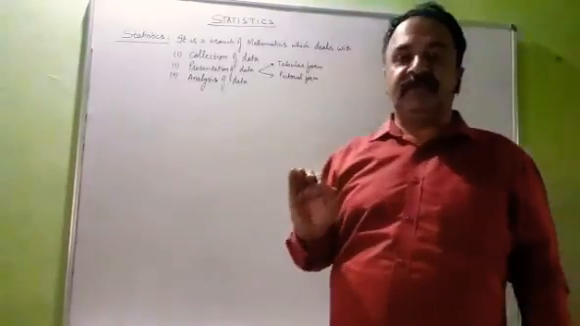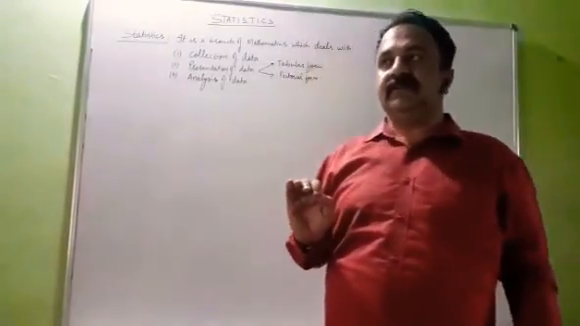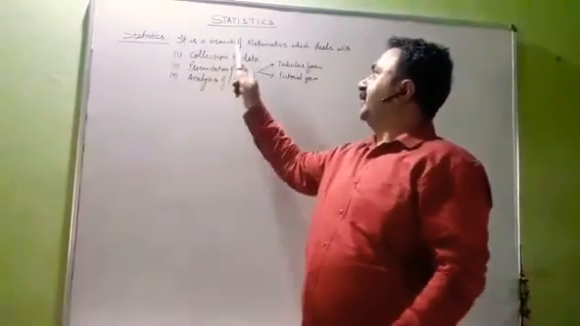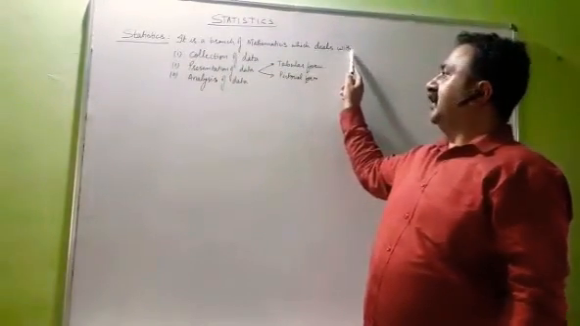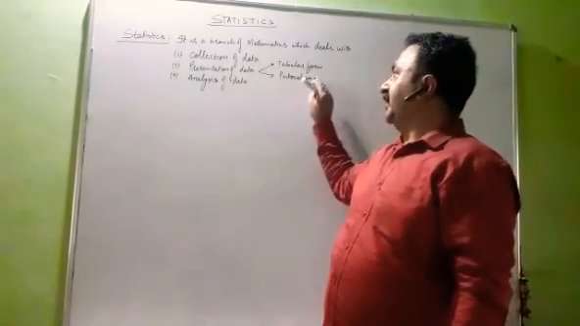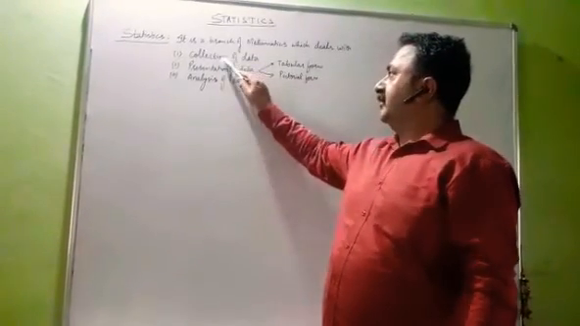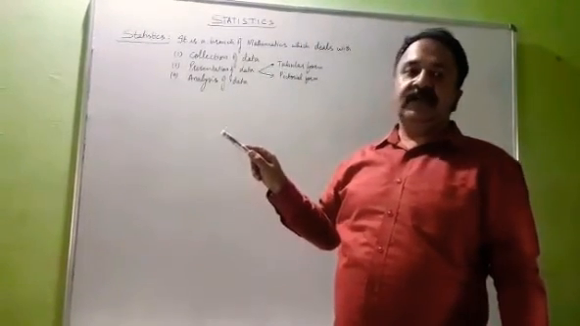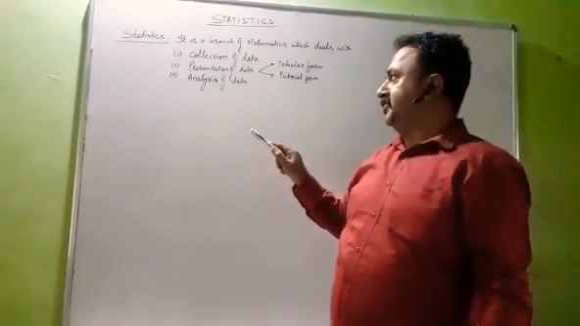Now, what is the meaning of statistics? Statistics is a branch of mathematics which deals with a three-step process. The first is collection of data. The first thing you have to do is collect the data or information.